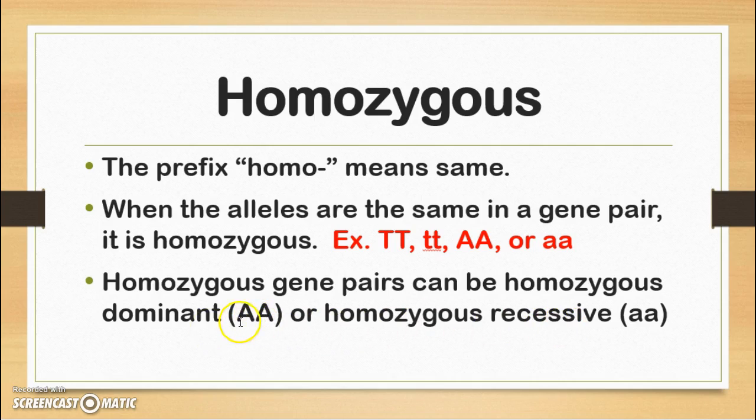In this case here, you see that there's two homozygous dominants. Both of them are dominant. In this case, you have homozygous recessive. Another name for this you can hear sometime is pure, because you may be pure dominant or pure recessive. So sometimes you can hear that as well.